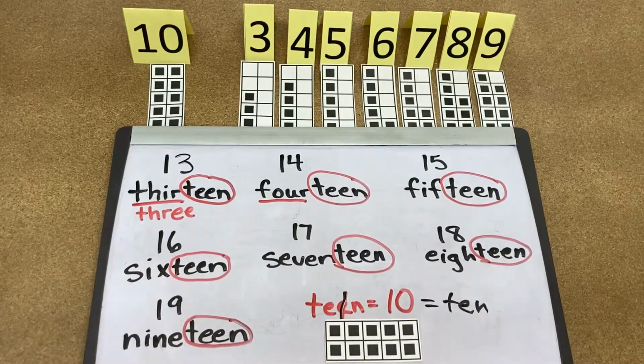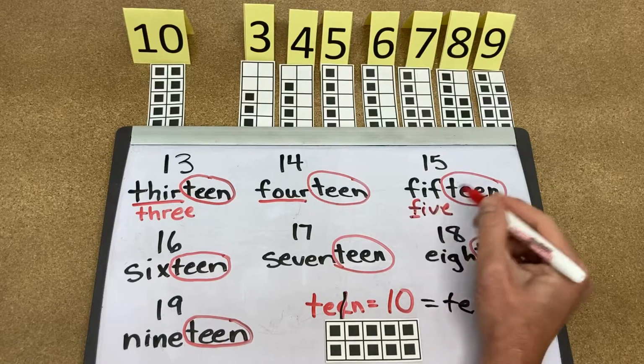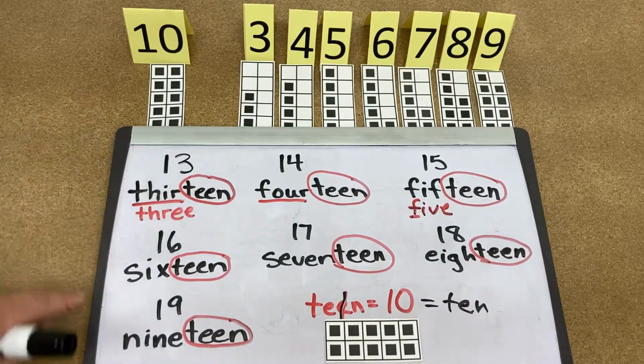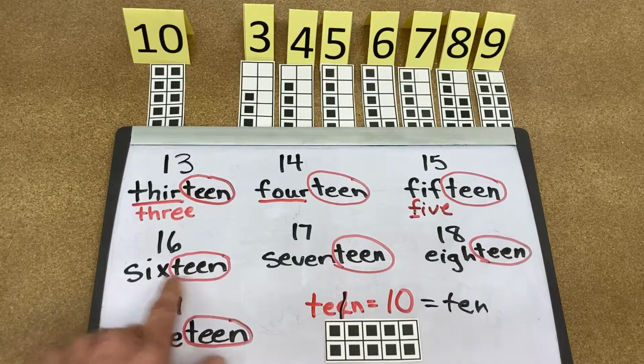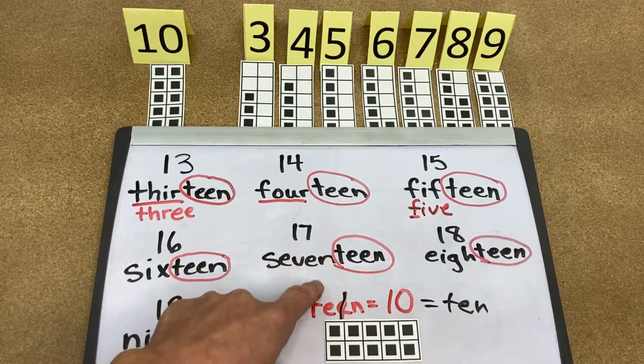15 sounds very similar to the word 5. It has the same letter F, 5, so 5 and a 10, 15. 5 jumps over the 0. 16, we hear the word 6. The 6 jumps over the 0. 17, we hear the word 7, so the 7's covering the 0.